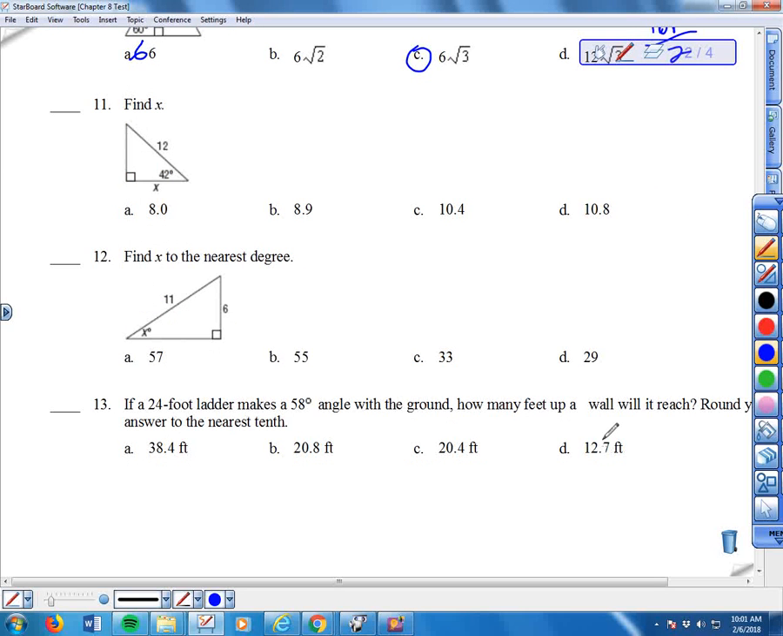Next, this is not a 45, 45, 90 or a 30, 60, 90, so I've got to use trig. And I am given adjacent and hypotenuse, so I use cosine. So I just take 12 times cosine 42.